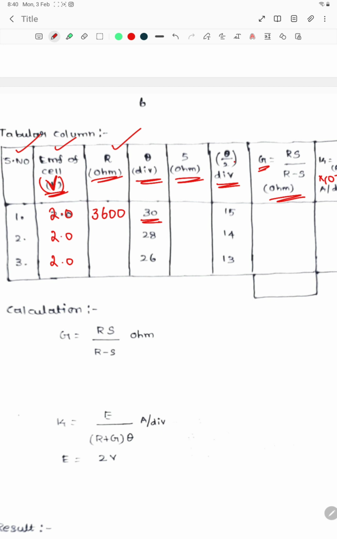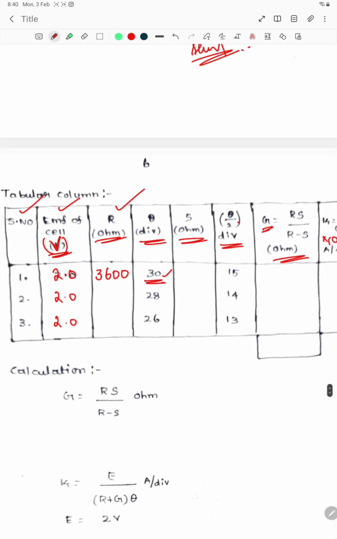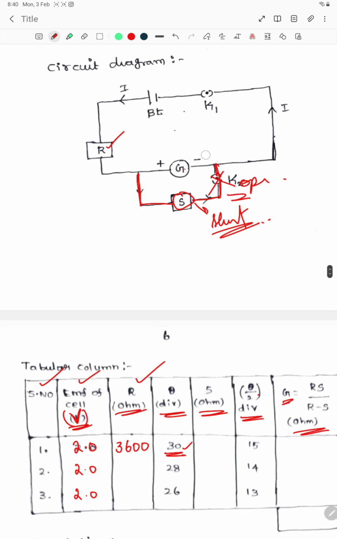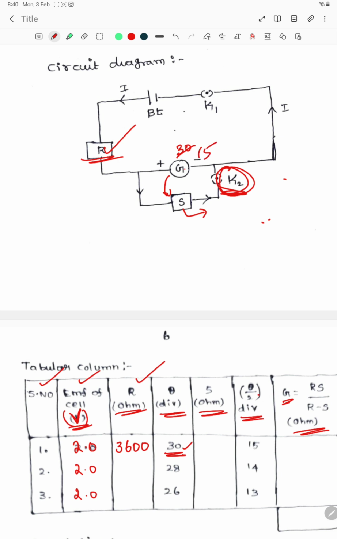When you do the experiment, you will see that for 30 divisions of the galvanometer, the reading for the resistance box will be 3600. Anything above or below that will deflect from the 30 division scale. Once that reading is taken, you will not change it. You will connect the key K2 and adjust the shunt resistance so that the galvanometer shows half of the divisions. The galvanometer first was at 30 divisions, and half of 30 is 15.